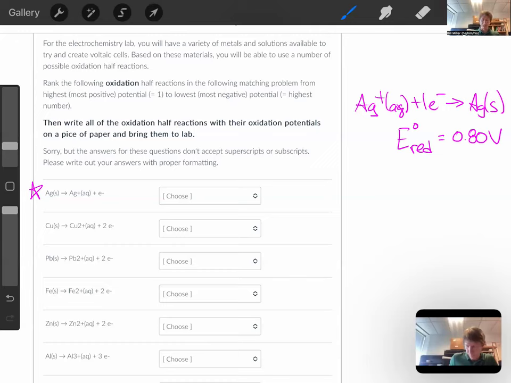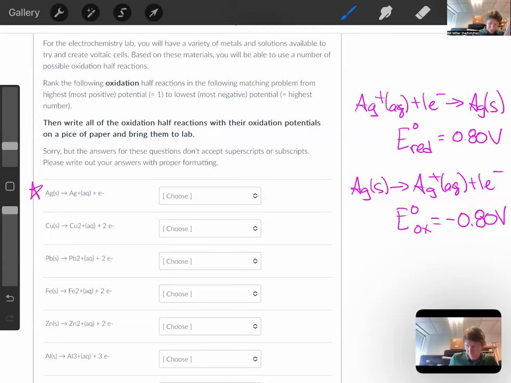Now, this question asks about oxidation half reactions. And as an oxidation half reaction, we have to write it like this. So that's a reduction, right? So Ag solid goes to Ag plus aqueous plus one electron. And when we flip the reaction around, the sign of the potential changes, it becomes an oxidation. And this is minus 0.80 volts. So I'm just going to write minus 0.80 volts right there.